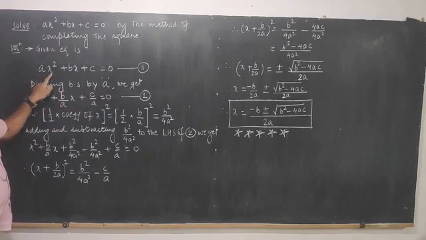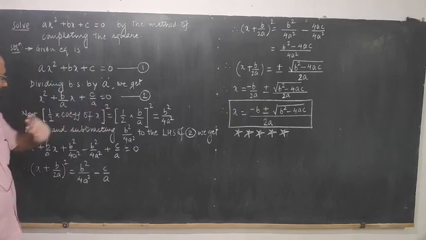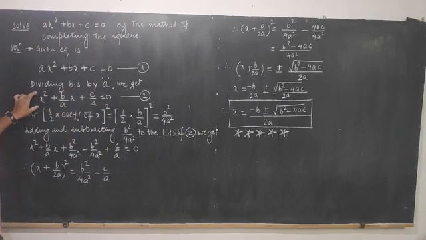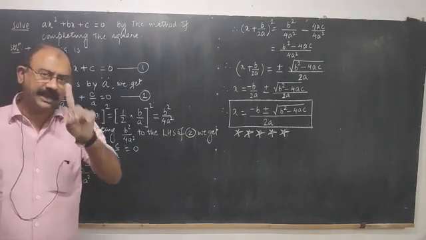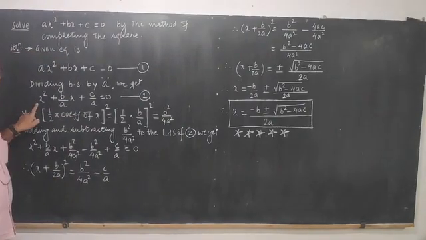If you divide the first term by a, it cancels, and you get x square. The second term divided by a gives b by a into x. The third term divided by a gives c by a, equal to 0. So this is the important equation. The first step is to adjust the coefficient of the square term to 1. So this is adjusted to 1.